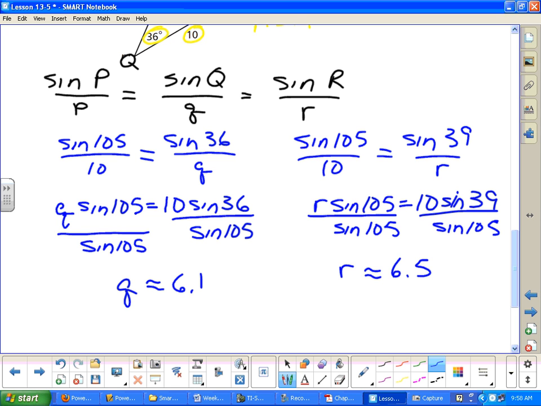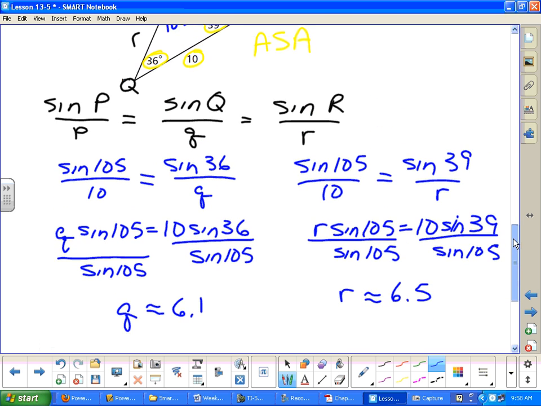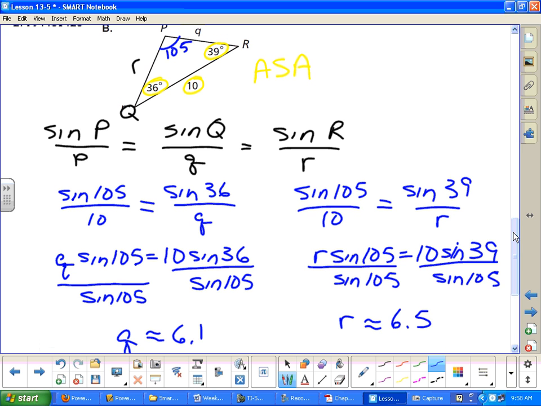And that would make sense as far as our length. So we had to find three things here. We had to find angle R, or side R, side Q, and angle P. So the measure of angle P was 105 degrees.